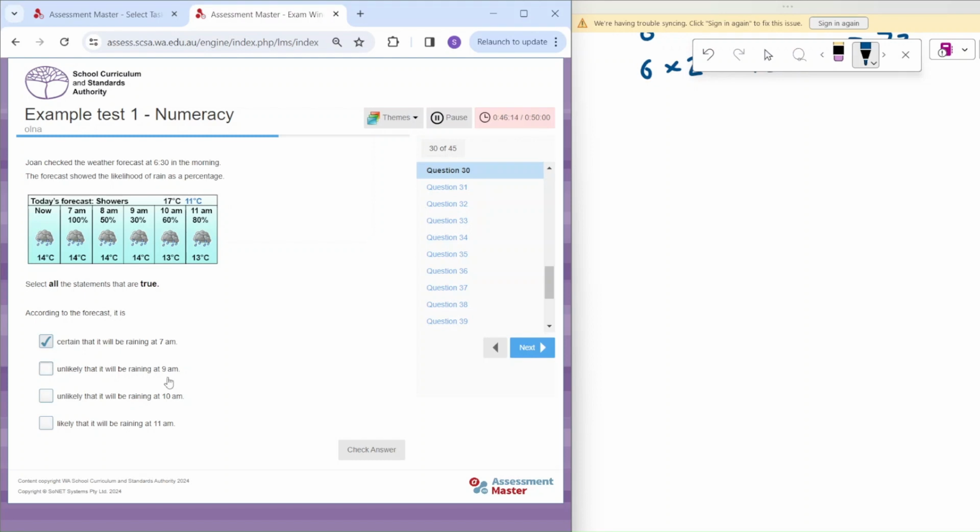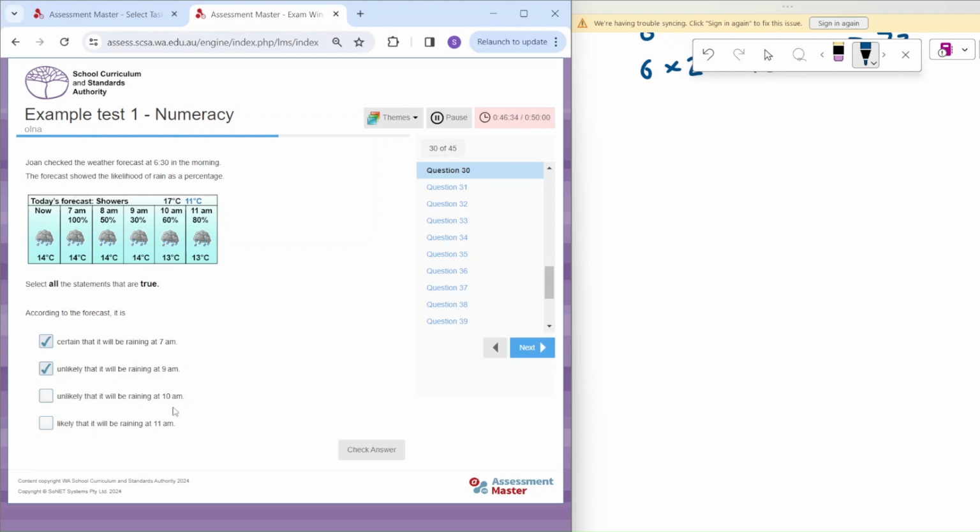Unlikely that it will be raining at 9 a.m. 9 a.m., a 30% chance of rain? Yeah, I agree. It is unlikely that it will be raining at 9 a.m. It's not impossible. There's a pretty low chance though. 70% chance it won't rain and 30% chance it will rain. So we'll tick that one as well.